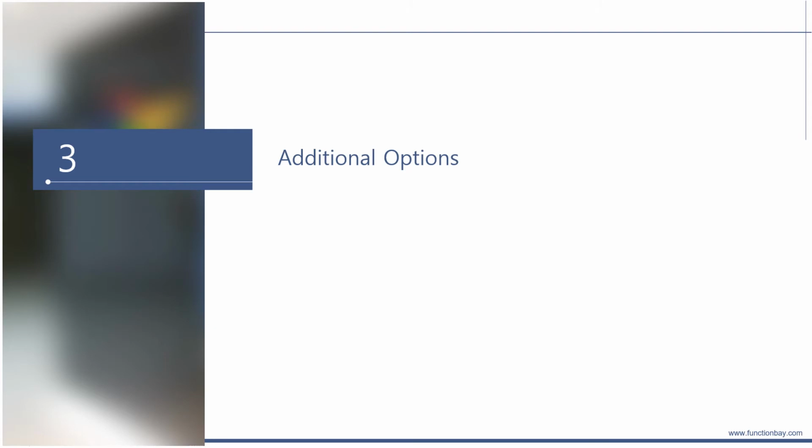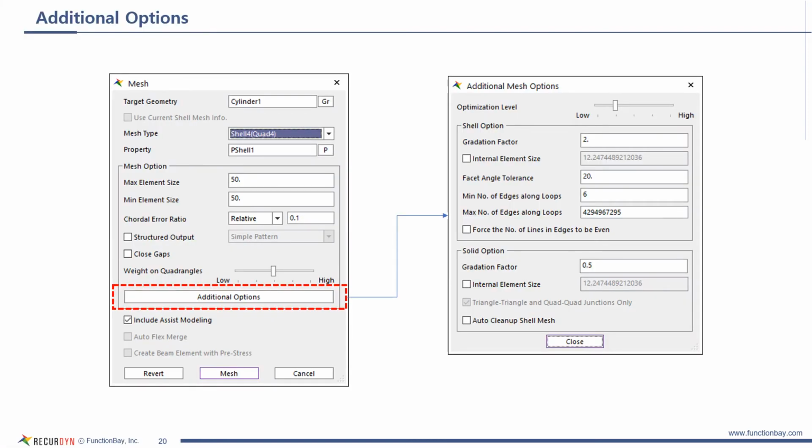Now, let me explain the additional options. These additional options can be changed through the sub-dialog box that pops up by clicking this additional options button. Some of the options shown here are also supported in RecurDyn V9R3, but most were added in RecurDyn V9R4.